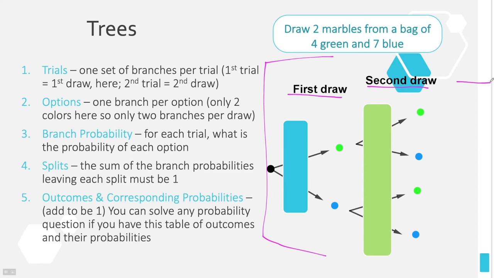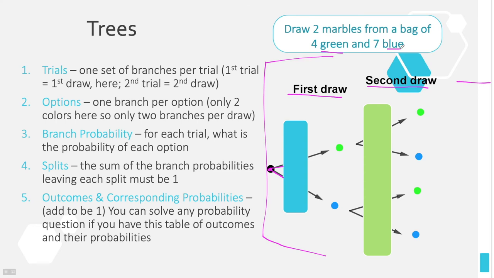So if we did a third trial or a third draw of a third marble to keep with us, then that would be right here. So each of these columns, I guess you could say, represents a draw. And then how many branches you have coming out of any particular node will represent the number of options. So here we only have two different colors of marbles. We have green marbles and we have blue marbles. But we could have red marbles in the bag. We could have yellow marbles in the bag.